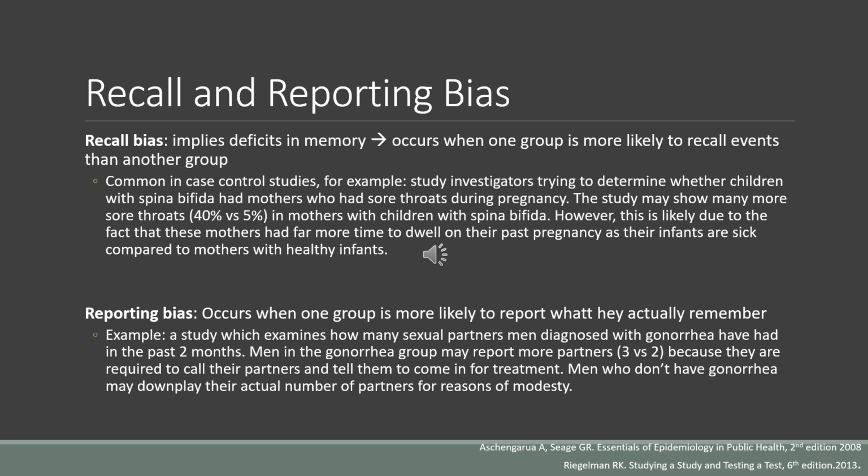Reporting bias is a little different, and it occurs when one group is more likely to report what they actually remember. It's not a deficit in memory. For example, if you have a study which examines how many sexual partners men diagnosed with gonorrhea have had in the past 2 months, men in the gonorrhea group may report more partners, say 3 versus 2, because they are required to call their partners and tell them to come in for treatment. But men who don't have gonorrhea don't need to call their partners, so they may downplay their actual number of partners for reasons of modesty. This would lead you to falsely believe that people with gonorrhea have more partners when they actually may not. It may just be the result of reporting bias.